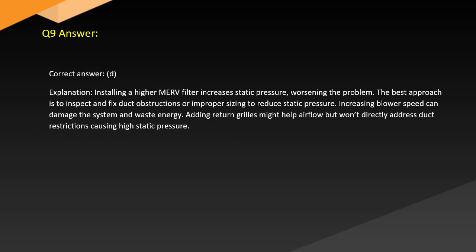Answer. Correct answer, B. Explanation. Installing a higher MERV filter increases static pressure, worsening the problem. The best approach is to inspect and fix duct obstructions or improper sizing to reduce static pressure. Increasing blower speed can damage the system and waste energy. Adding return grills might help airflow but won't directly address duct restrictions causing high static pressure.